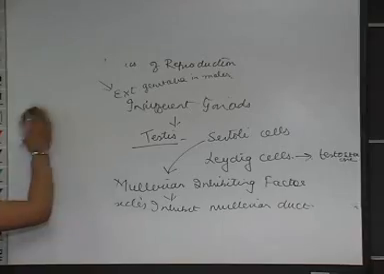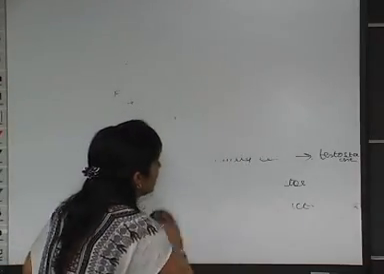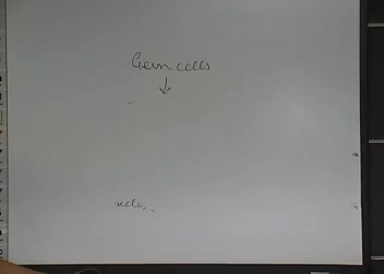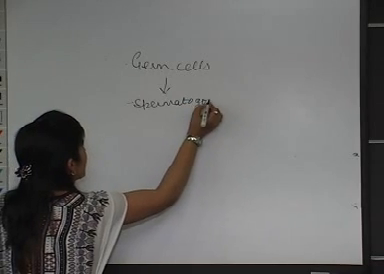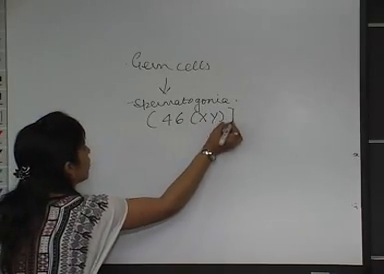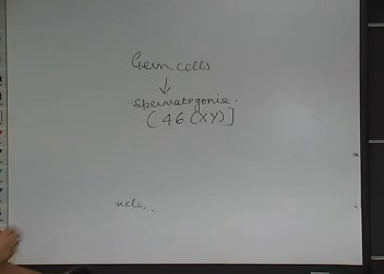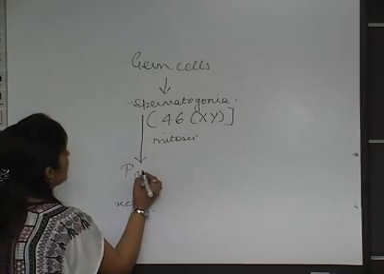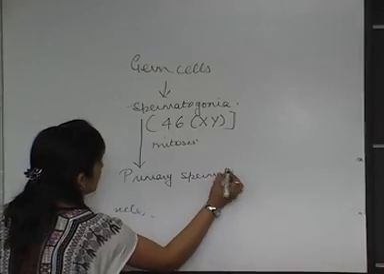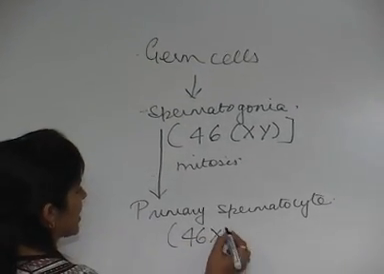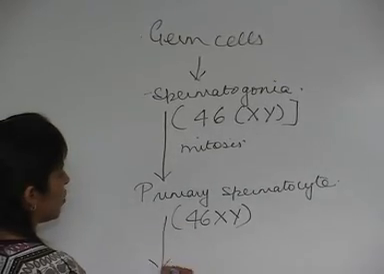Now, coming back to germ cells. Once the sex is decided, if these germ cells have to form a male baby, they will form spermatogonia. The chromosome number of spermatogonia, as you know, is 46 in brackets XY. Spermatogonia will then undergo mitosis and form primary spermatocyte. In primary spermatocyte, again the chromosome number is 46 XY. This primary spermatocyte undergoes meiosis.